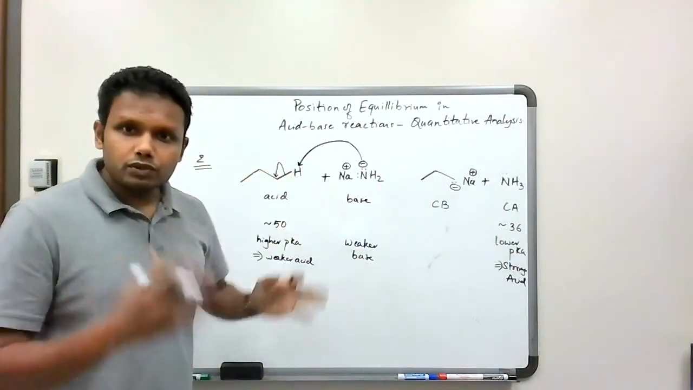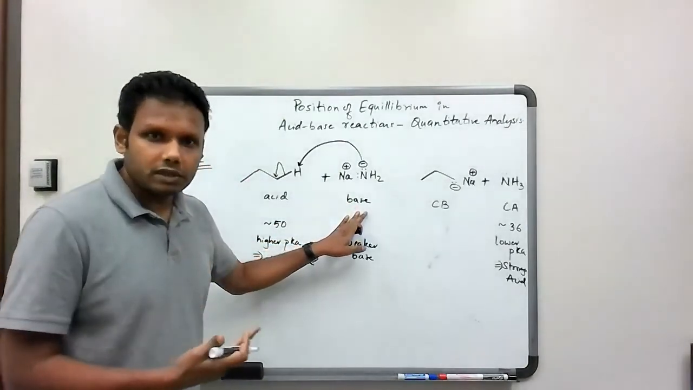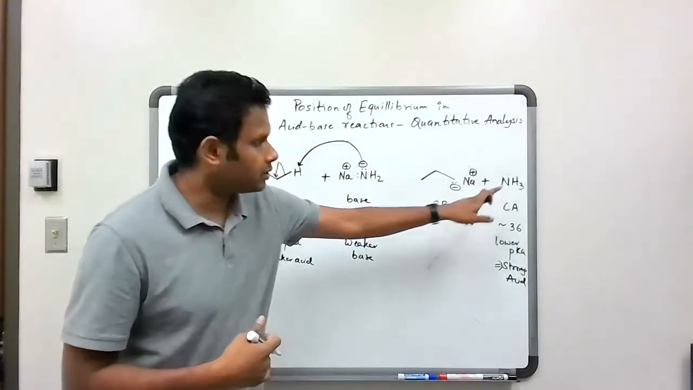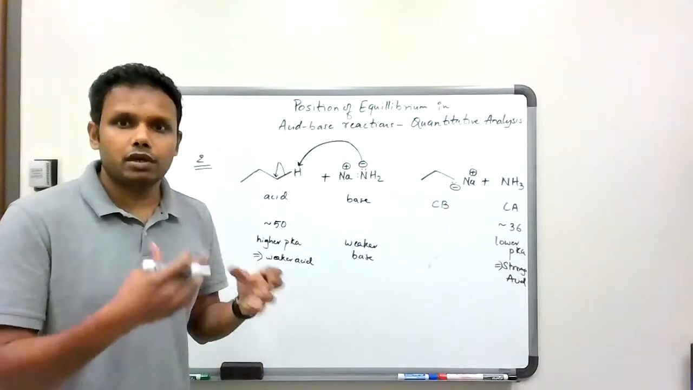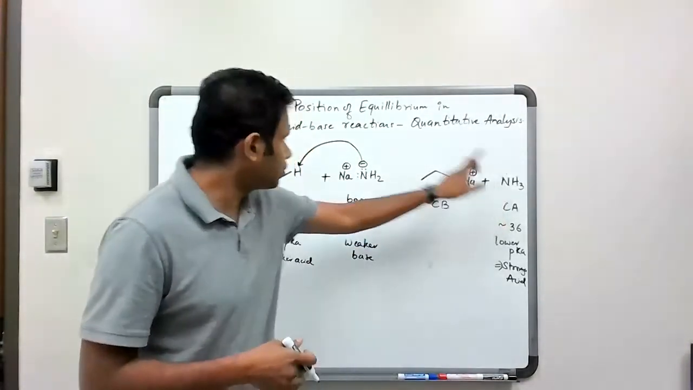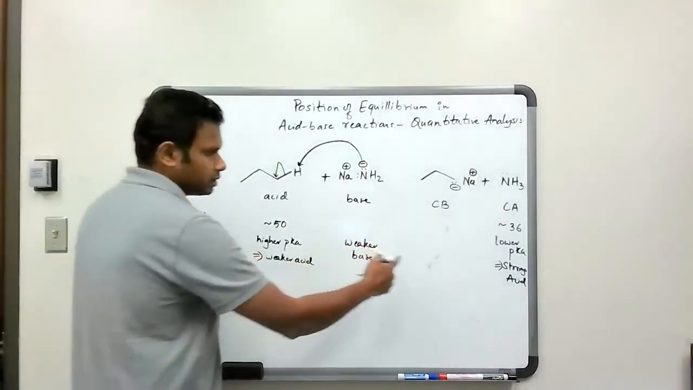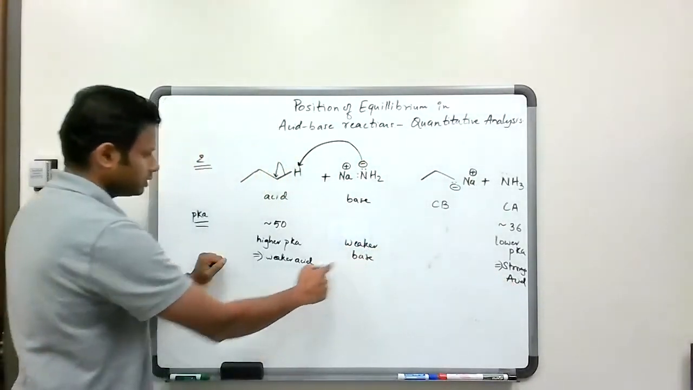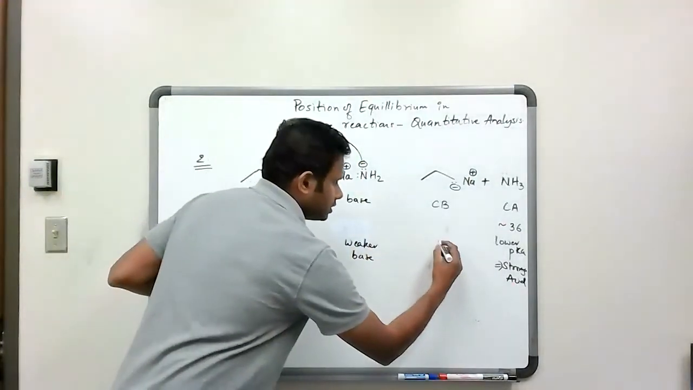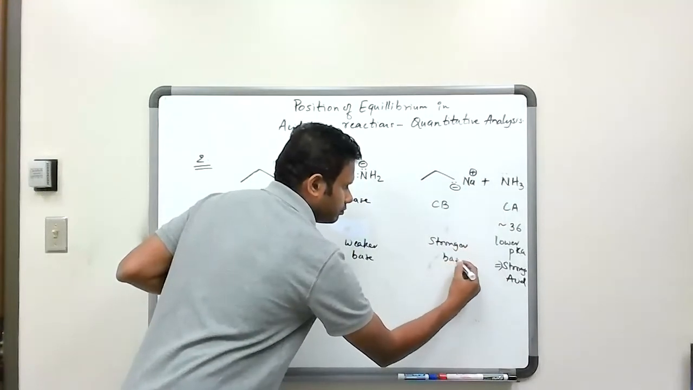Now, please do not be confused that I've written base here and I'm calling it a conjugate base. This is the conjugate base of that acid because conjugate base is obtained by the loss of a proton from an acid. So when NH3 loses a proton, this is what I will get. So that's the conjugate base. So stronger acid, weaker base. Weaker acid, that means this is the relatively stronger base.